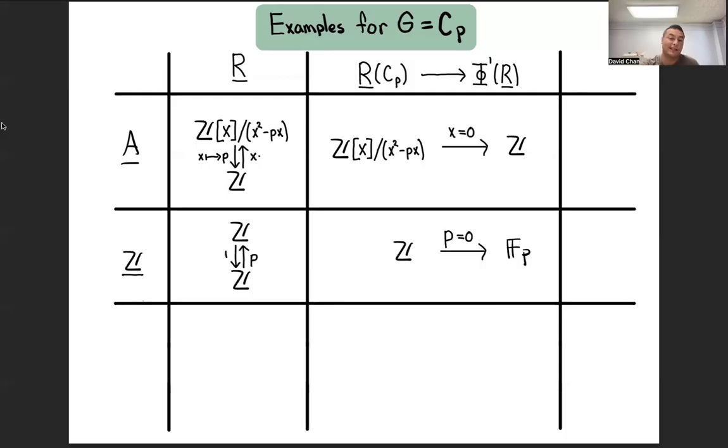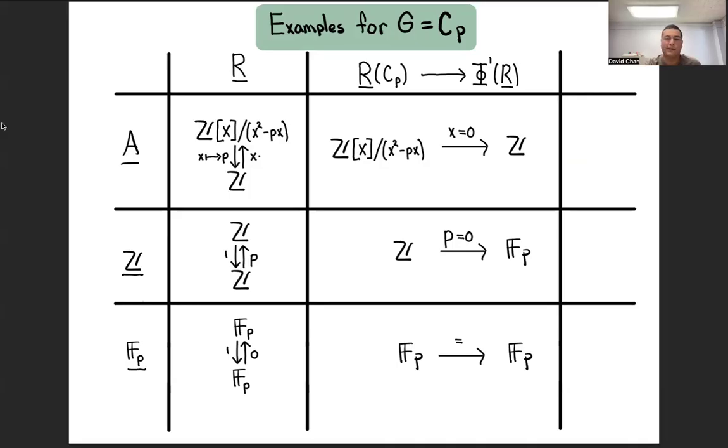When you take constant Z, what are you doing? You're saying take Z, kill the image of the transfer map. The transfer map is p, so you get F_p. Right? You just get the field with p elements. And when you take constant F_p, you just get the identity map because the transfer map is 0. So of course, when you kill it, you're not really doing anything.